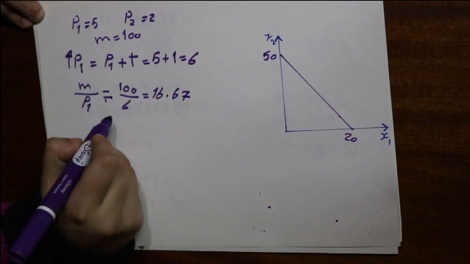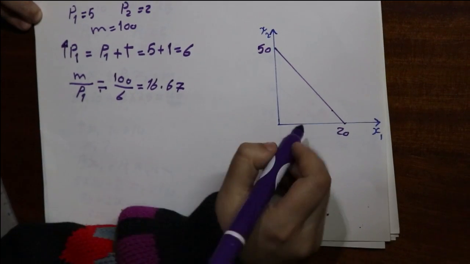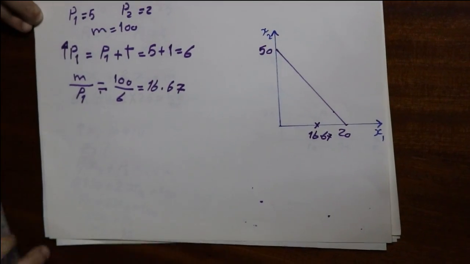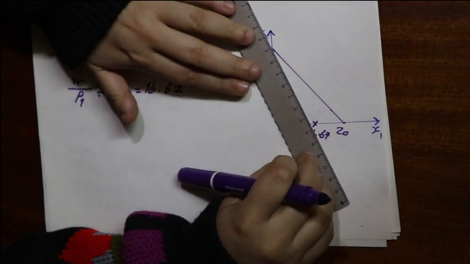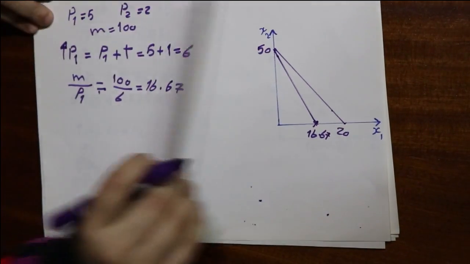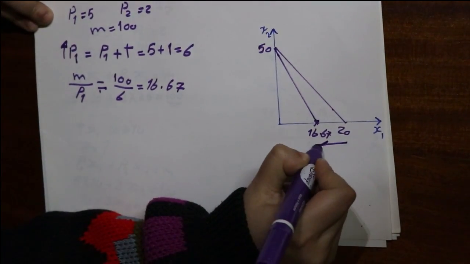We will set the point on the horizontal line of x1, 16.67, and draw the new budget line. The quantity of x1 will decrease from 20 to 16.67.